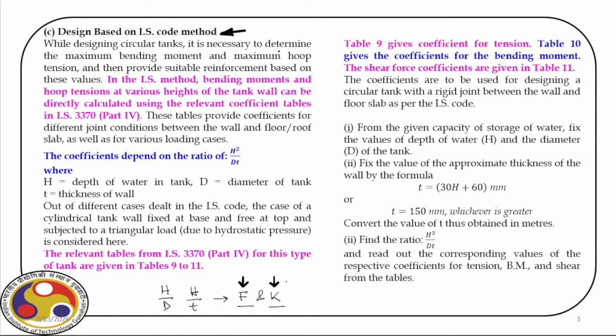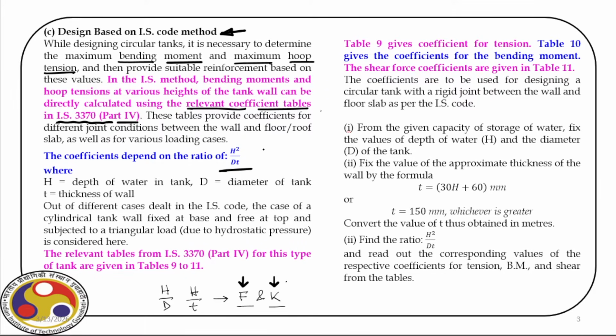Now, as obvious, in this case also we need to determine the maximum bending moment against which we will design and the maximum hoop tension. Now, in this method we are not going to use the same table that we used for Carpenter's method, but IS code provides the coefficients. And for that, we will use the code IS 3370 part 4, and there we will get the relevant coefficients. We will see the tables in a minute, but these coefficients depend on the ratio H square by DT.